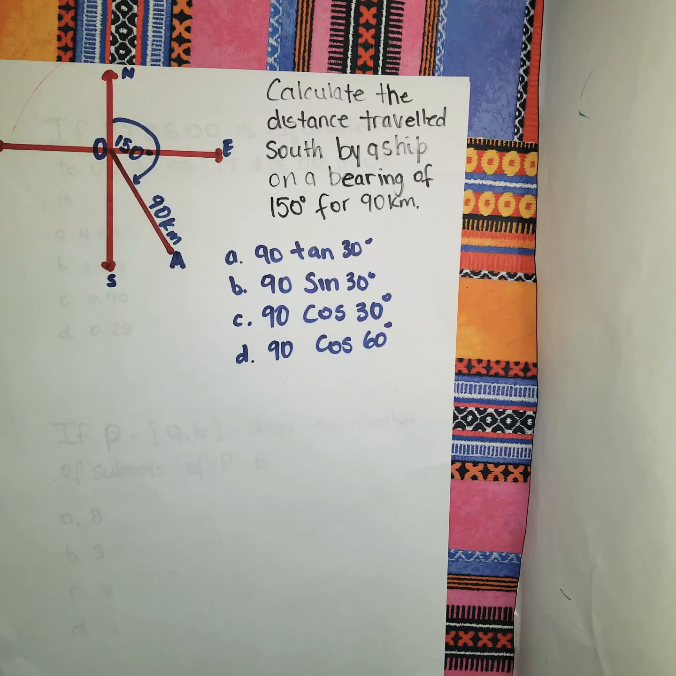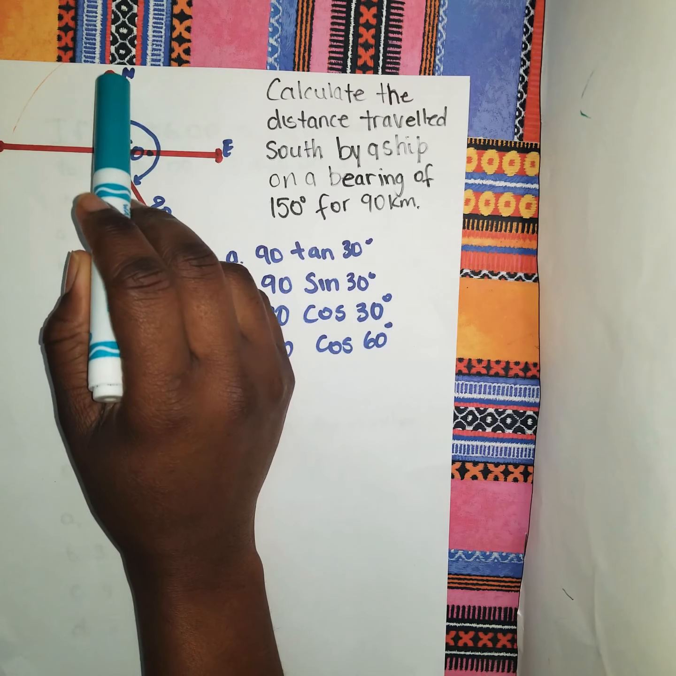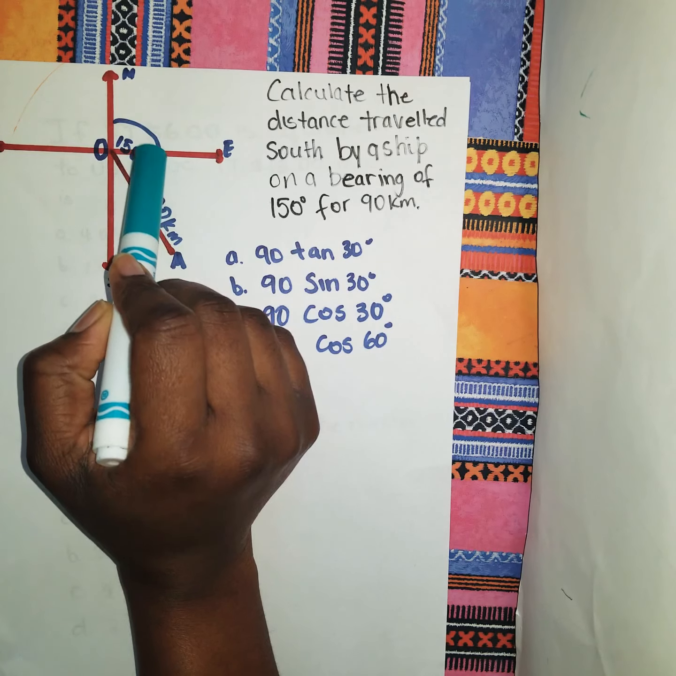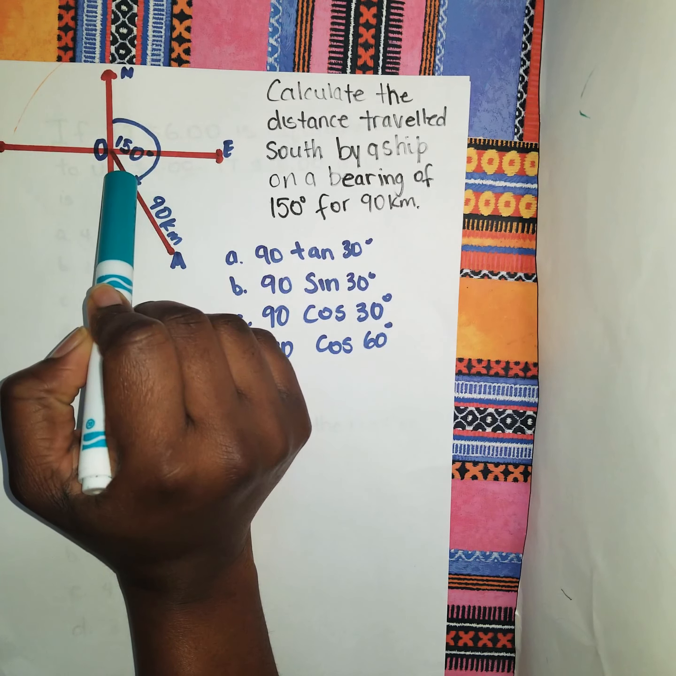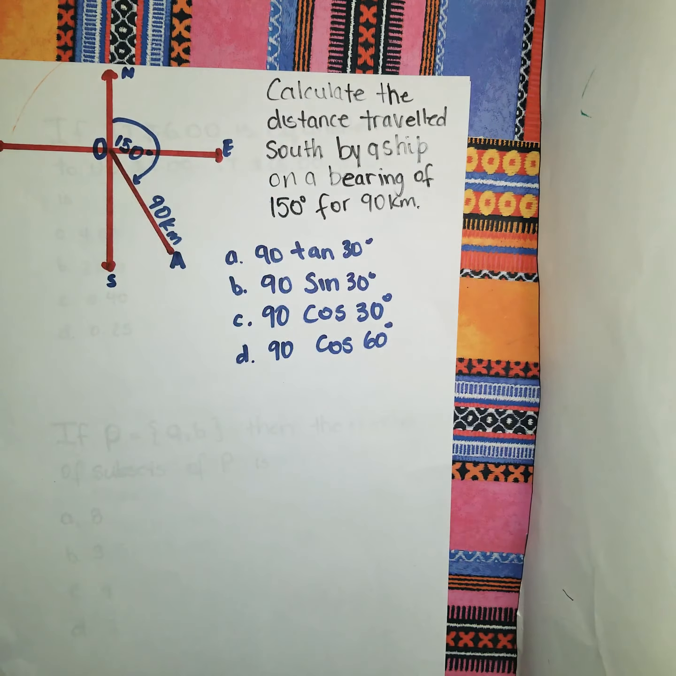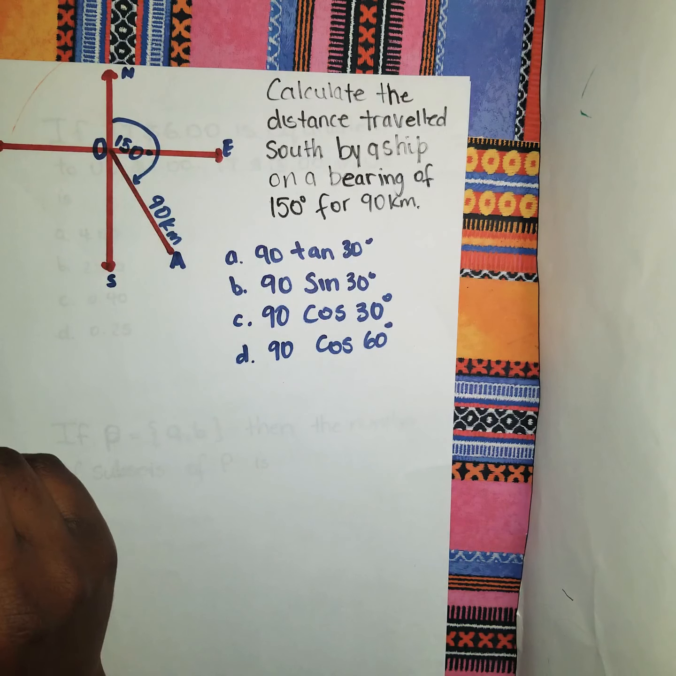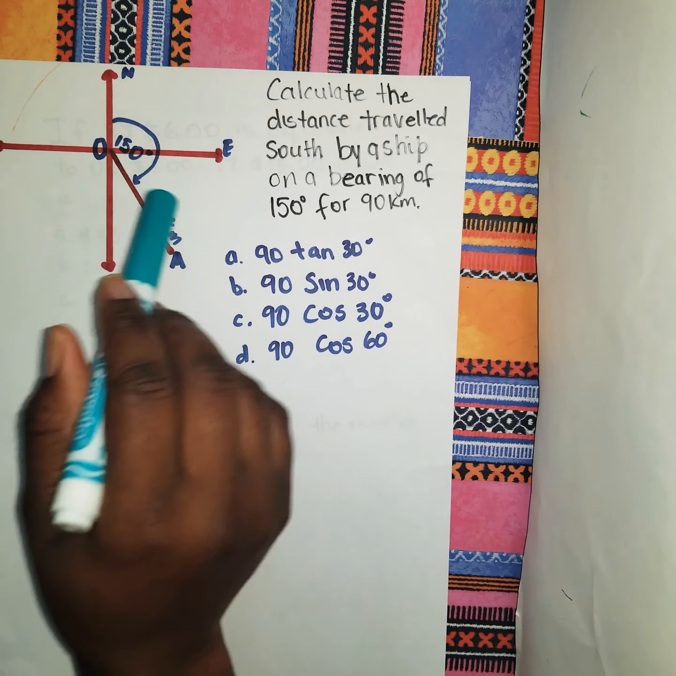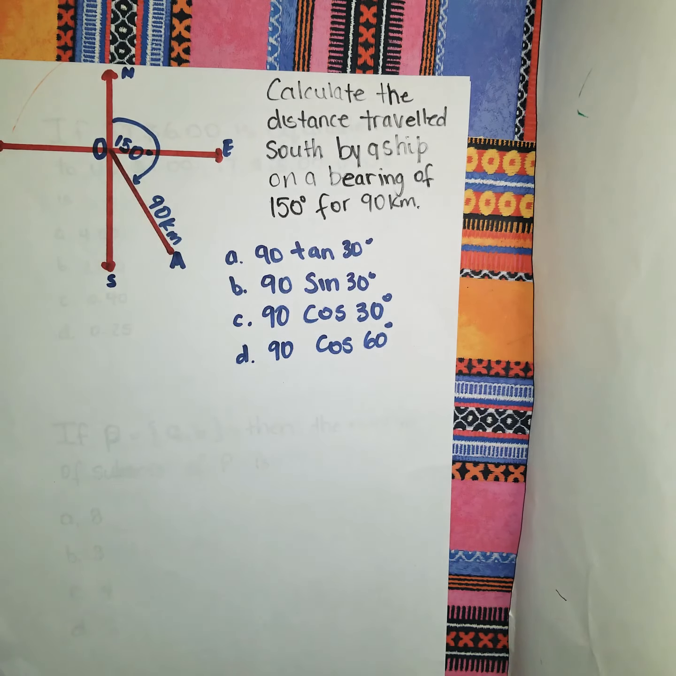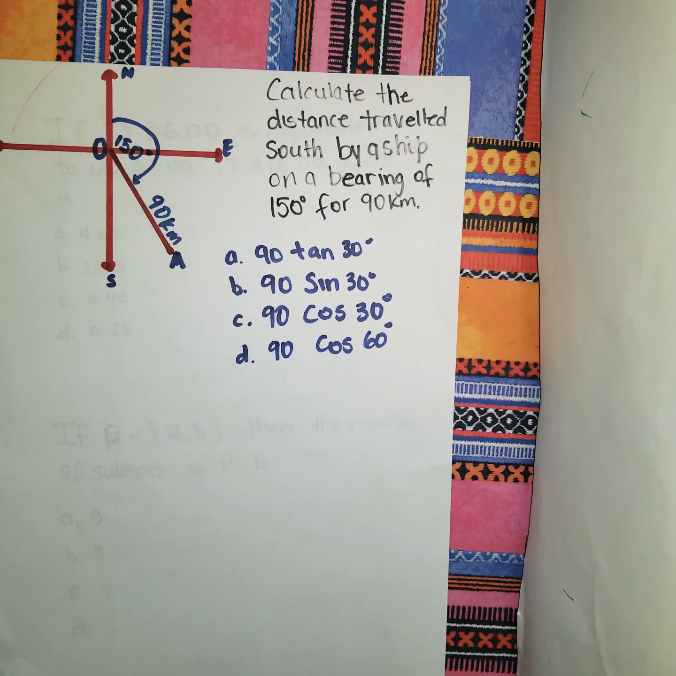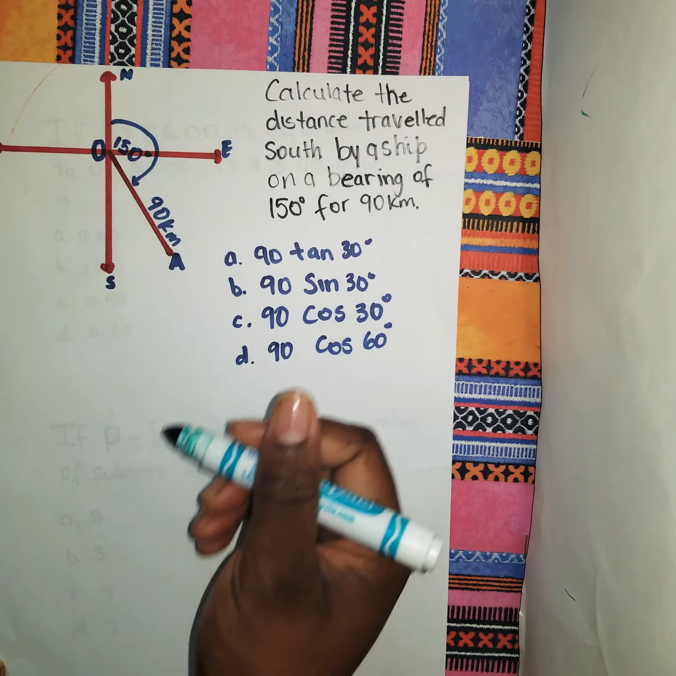So the question says, calculate the distance traveled south by a ship on a bearing of 150 degrees for 90 kilometers. All right, so we know that bearing is always the movement from the north line in a clockwise direction. We have a bearing given, 150, and a 90 kilometers distance.